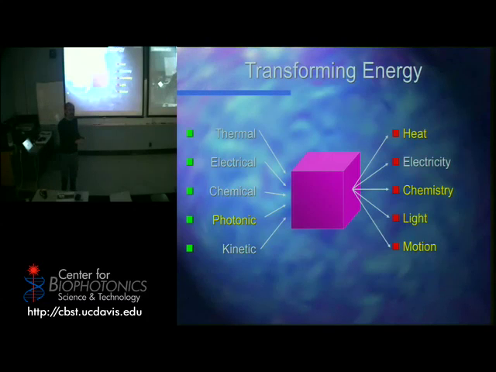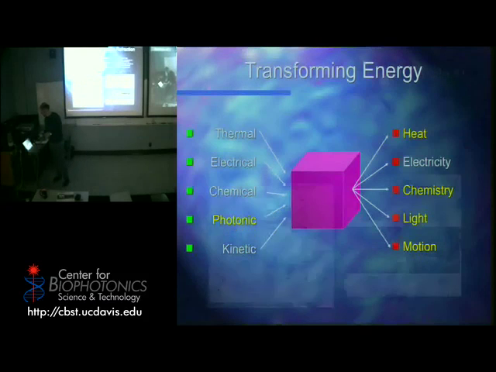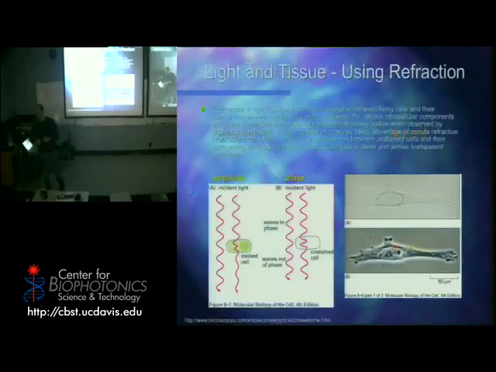I can have light interacting with something, and I can use it to trap something or push something, okay, because of the momentum that photons have. That's the kind of range of things that can happen. So, how do we use these things? Well, we use these things in a variety of different ways.